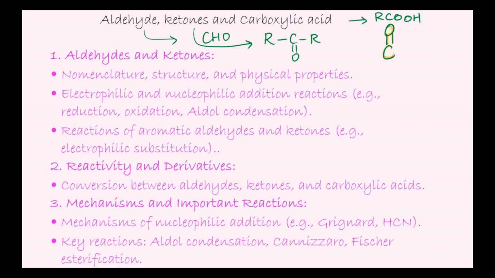So let's get started with what we are going to see in today's session. We are going to start with the nomenclature, structure, isomerism and physical properties. Also electrophilic and nucleophilic addition reactions, aromatic aldehydes, aliphatic ketones and aromatic ketones. How to convert aldehydes to ketones and carboxylic acids, these three conversions, and most importantly the mechanisms of named reactions covered in this chapter. For example, Aldol, Cannizzaro reaction, Fischer esterification and much more. So without any further delay, let's get started.